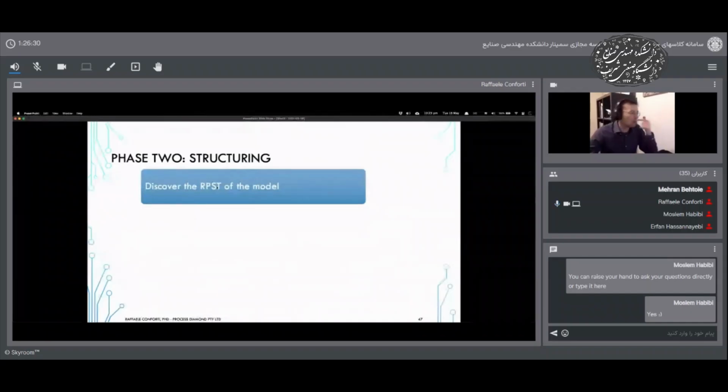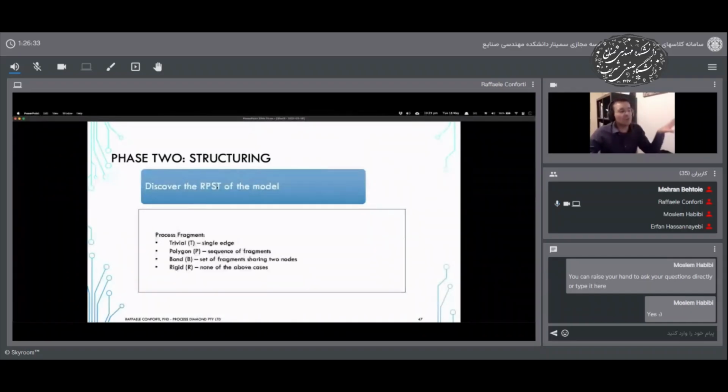That's a totally different rabbit hole. Basically, what it does, it takes a process and splits this process in 4 components that are called trivial, basically a single arc, a single edge; a polygon, a sequence of things; a bond, which is like a set of fragments sharing 2 nodes, which would be like a gateway to 2 activities and another gateway; or a region, which is basically none of the above.